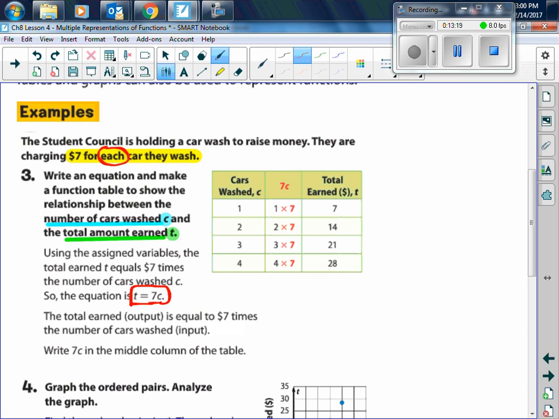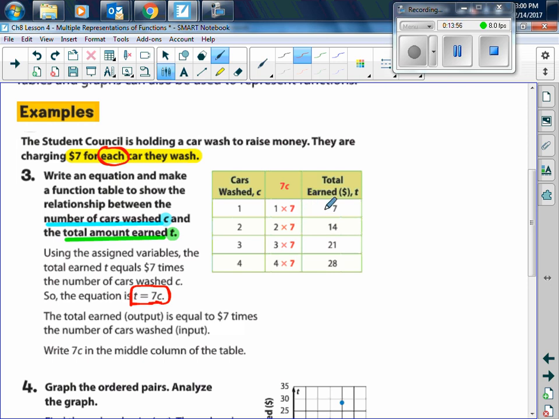Is everybody clear? The function rule, now we're going to take this and we're going to put it in our function table. The function rule is 7 times C, 7C. And now we're going to choose numbers to put into our function rule. So we can pick 0, 1, 2, 3, 4, or whatever you want, right? So then you're going to simplify. After you substitute, you're going to simplify to get the total amount earned. So here, once we do that, this is our function table. This is our function in the form of a table.